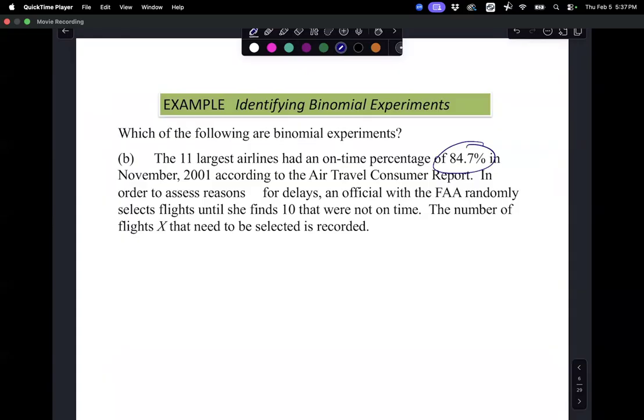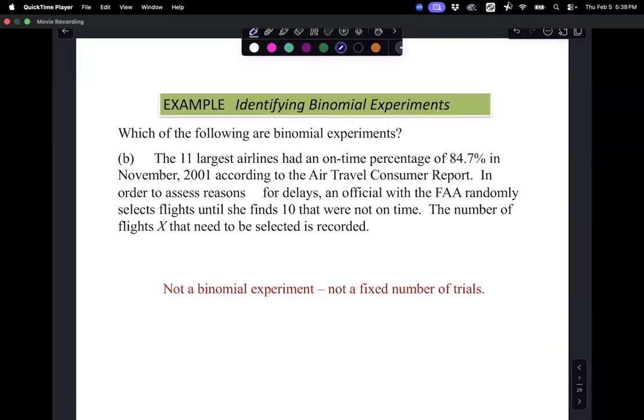The next one is where the problem is. Fixed number of trials. It does not have a fixed number of trials because she's going to keep selecting flights until she gets 10 that are not on time. So we don't know how many trials they're going to do. It's not a fixed number of trials, therefore, not a binomial experiment.